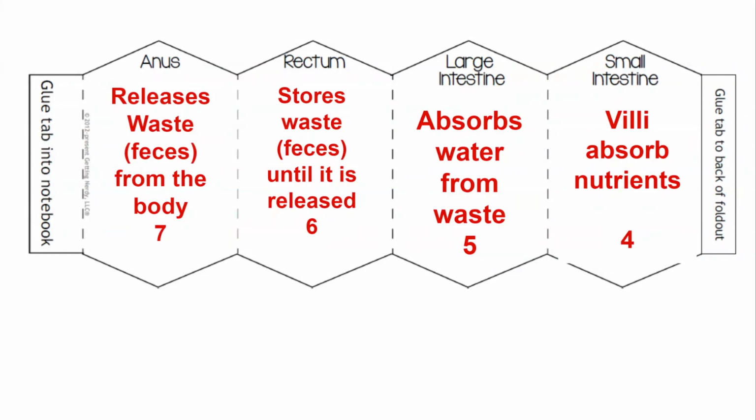Then by the time things get to the large intestine, you basically have just a lot of waste and water. So the large intestine's job is going to be to absorb the water from the waste that you have. Then the rectum is going to store the waste, which is properly called feces, until you feel the urge, and it gets released through the anus from the body.